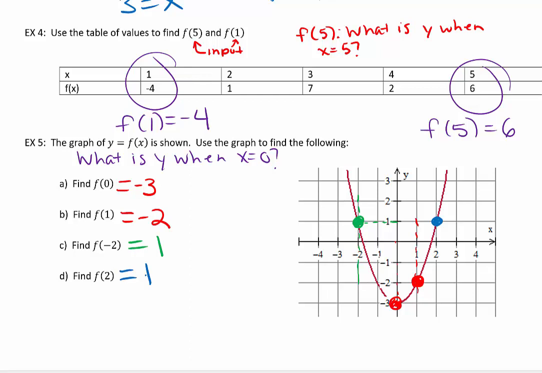So to summarize, in all of these problems, the thing to remember is whatever's inside those parentheses is your x value. When you put that f in front of it, f of 0, f of 1, I'm asking you to find the output that goes with that input.